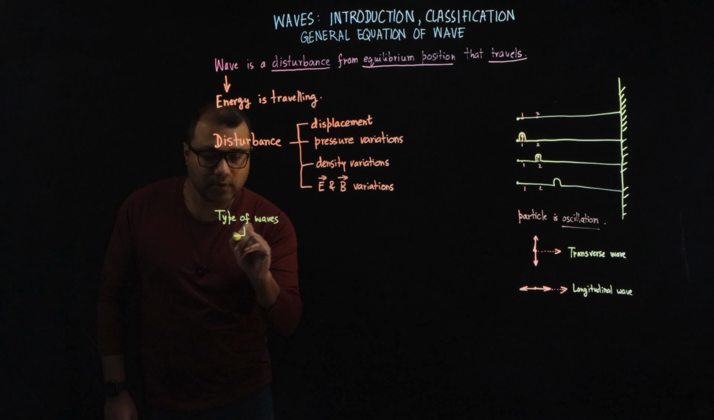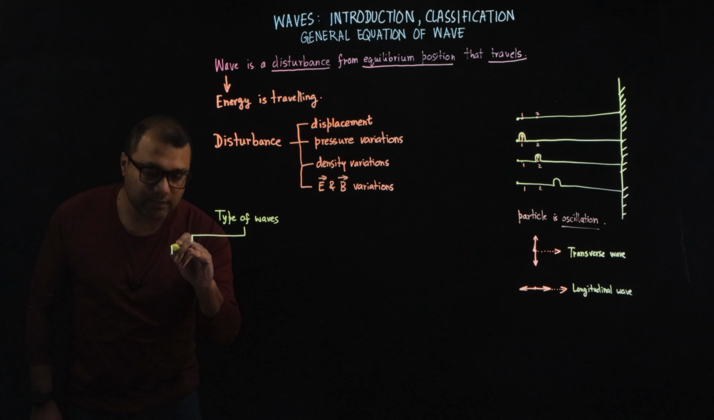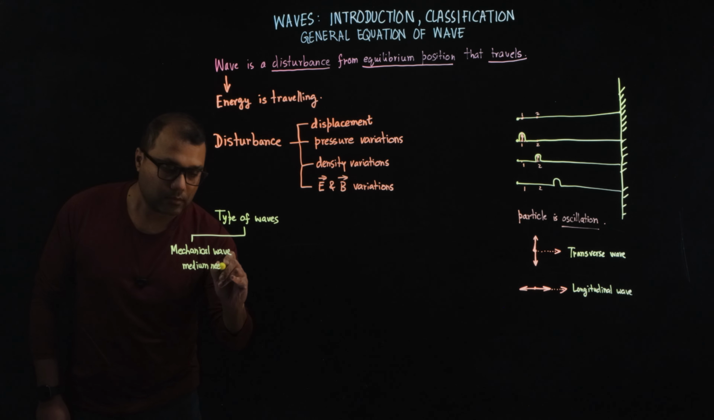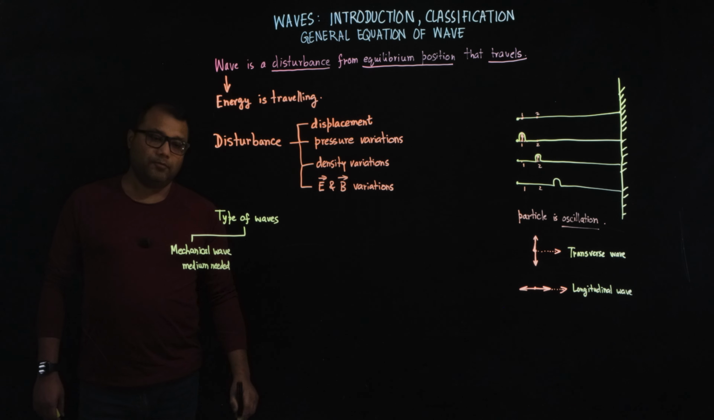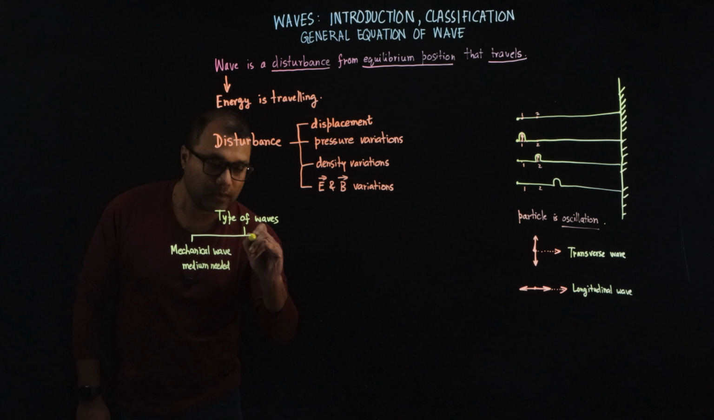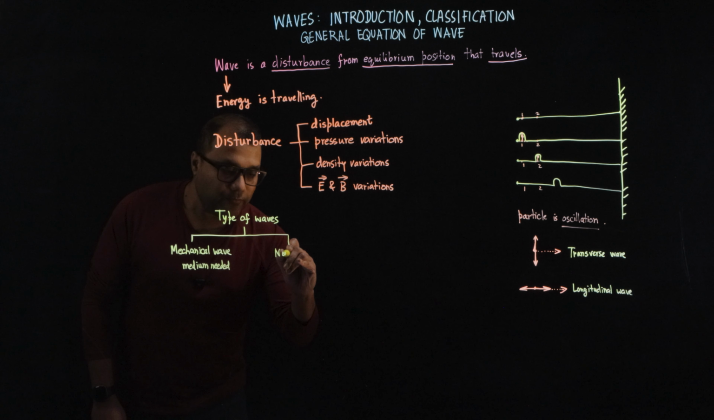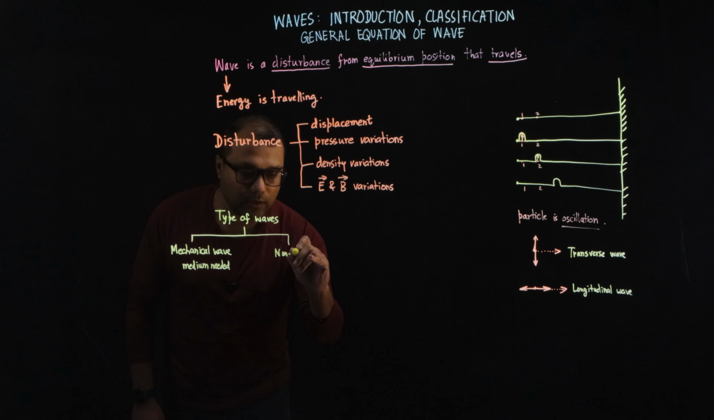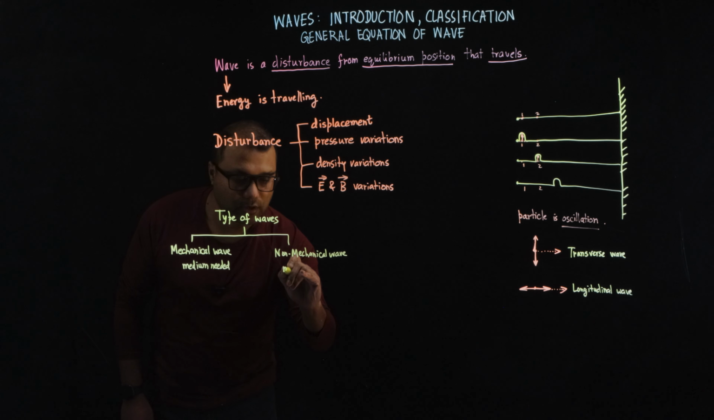So if a wave needs a medium to travel, it's called a mechanical wave. Sound waves, wave on a string, these are examples of mechanical waves. If a wave does not need a medium to travel, then they are called non-mechanical waves. Medium is not needed.